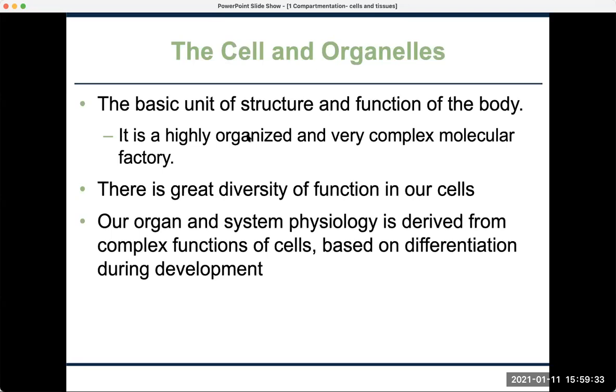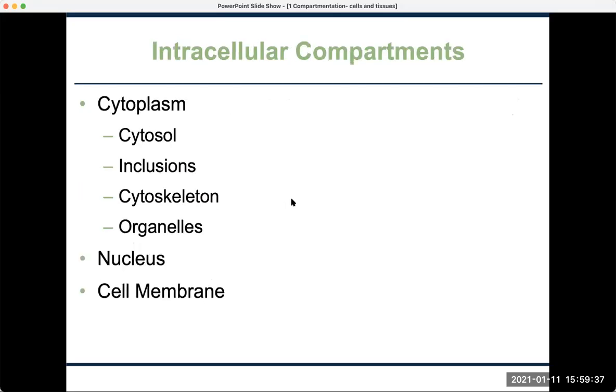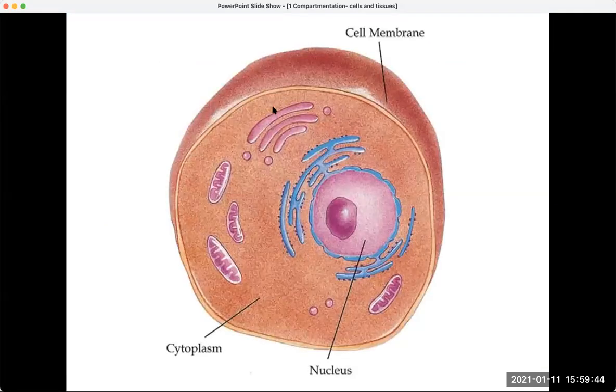The cell and the organelles, right? So it's the basic unit and structure and function of the body, really diverse, and then the parts to it. So hopefully you guys remember, right? The cytoplasm, the nucleus, the cell membrane, just in general, right? Cell membrane, cytoplasm, the nucleus. So for division, content, just to keep, hopefully you guys talked about tonicity, to keep the tonicity isotonic, and then also the nucleus is to house the DNA.